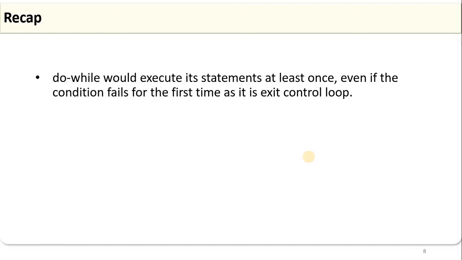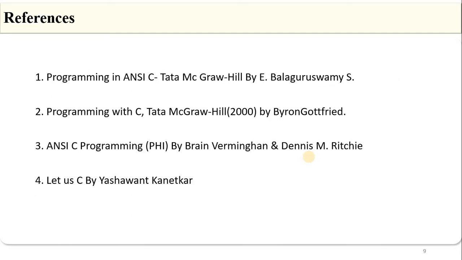Just a recap. Do while would execute its statements at least once, even if the condition fails for the first time, as it is an exit control loop, and we'll have some situations wherein we need to use do while loop. One of the instances we have seen in the last program, and these are the references that we can refer.